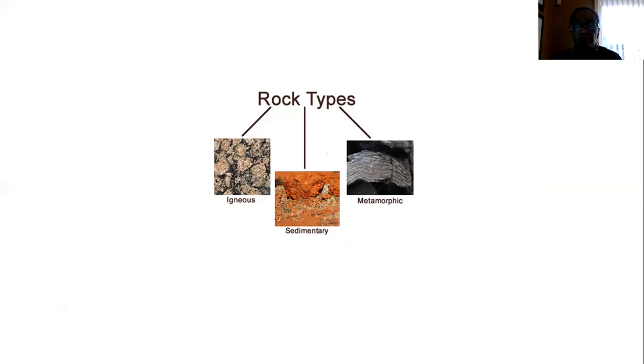Today's lecture is on metamorphic rocks. We have already done igneous, sedimentary, and now we're going to do metamorphic rocks. Let's take a quick review. Remember, igneous rocks were those rocks that are formed from melted rock material. These are magma or lava, depending upon where it cools.